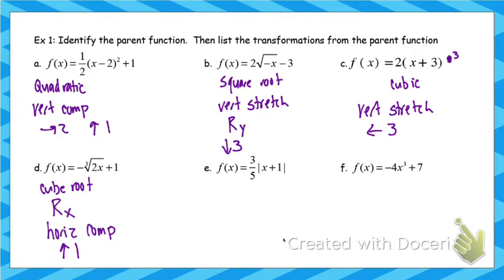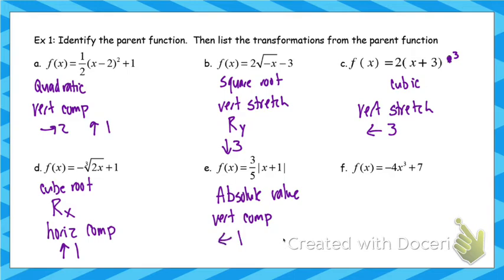All right, looking at E, that is our absolute value function. That 3/5 out in front, that is a vertical compression. It's multiplied out in front, but it is less than 1. Then x plus 1, that is a shift to the left 1.